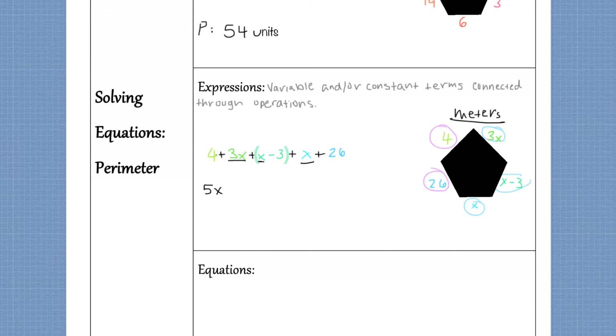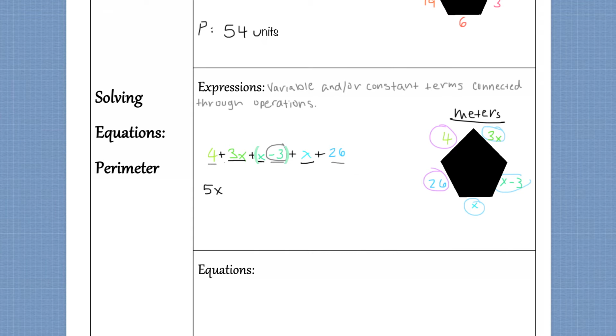Now we're going to add all of the constant terms. So that is 4, 26, and this 3. And now this isn't just 3, this is negative 3. So you have to be sure when you are adding this, you are adding negative 3, not just 3. And so we're going to combine all the constants.